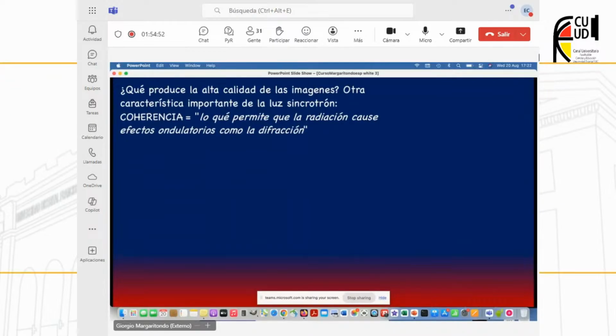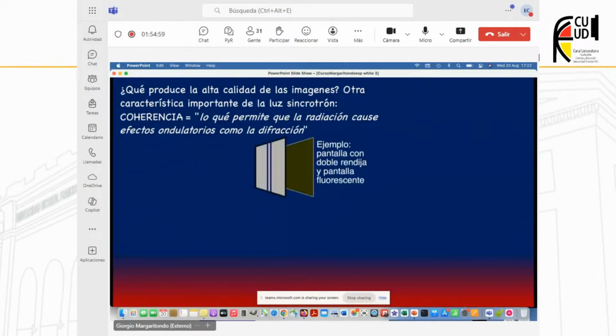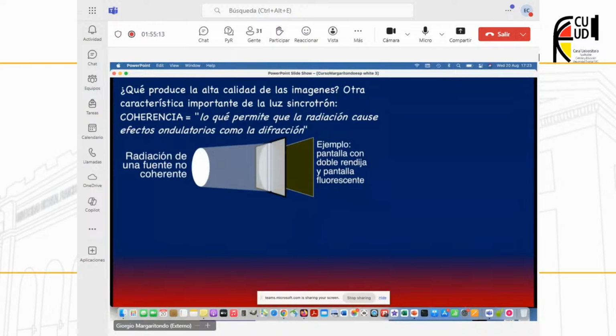In order to understand what is coherence, we can use any kind of phenomenon. Let me start, for example, from the double slit diffraction. You can see here a screen with two slits. You can see a fluorescent screen, but if you're sending incoherent light, you get nothing. I mean, you illuminate the fluorescent screen, but you don't get an interference or diffraction. Now, let me propose instead a coherent source, a laser.